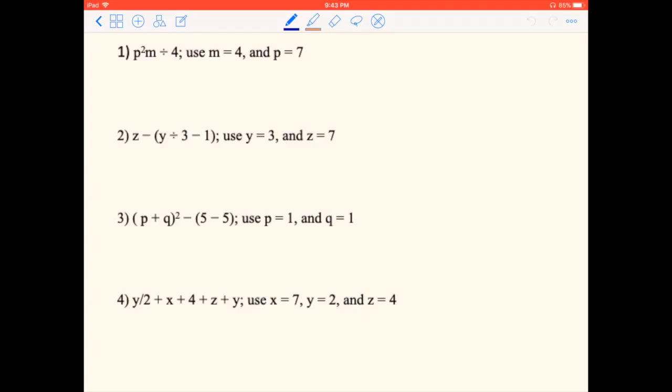Evaluating algebraic expressions now that we have practiced distributing and combining like terms. This will give us some more complex evaluation of algebraic expressions. So in this first one, we have p squared m divided by 4. Use m equals 4 and p equals 7. So I'm going to replace each of these variables with parentheses. Don't forget that squared right there.